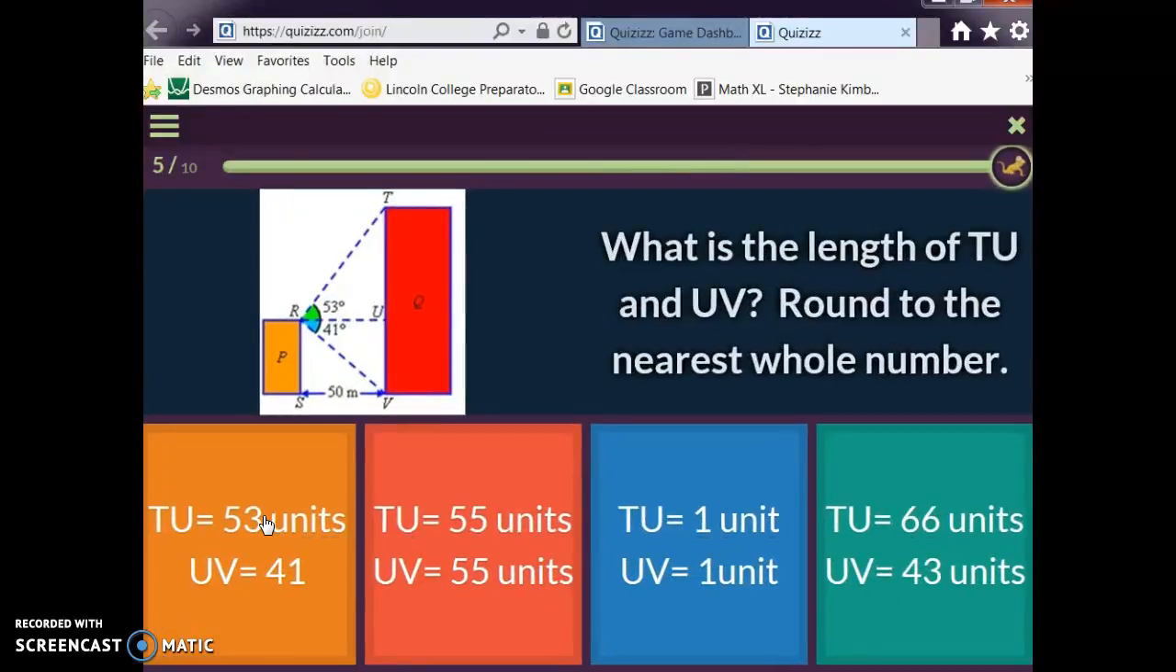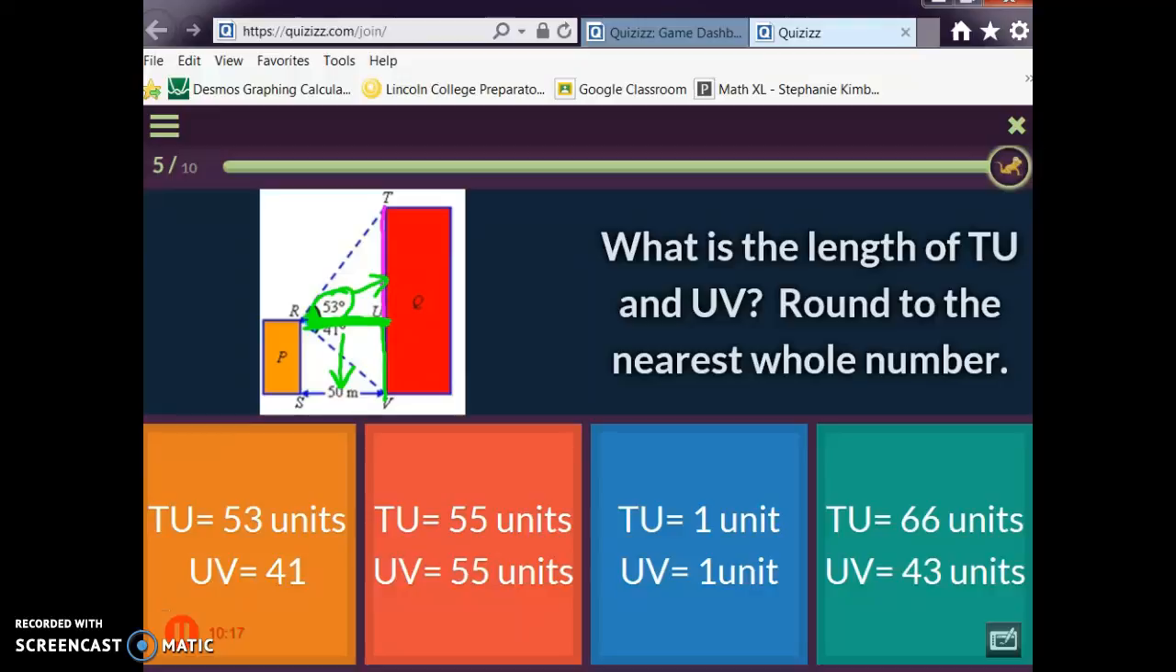Now we're going to find the length of TU and UV, and we're going to round to the nearest number. Okay, let's see where TU and UV are. We have TU, which is right here. And then we have UV, which is right here. We're going to find the lengths of those sides. Well, I know that this angle is 53 degrees, and it is across from that side. Do I know the length of this line here? I think I do. That is 50 meters.